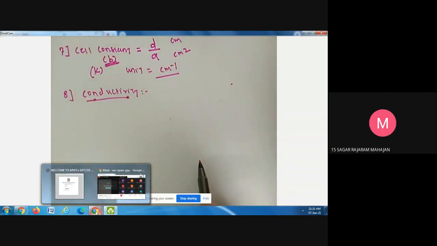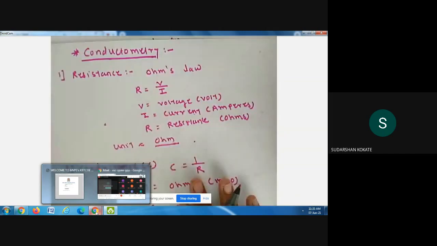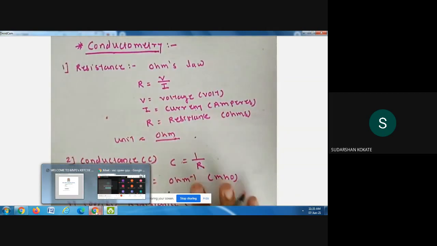Okay, sir. See, I will again repeat and then we will move to the next section. Our today's topic is your conductometry. What is conductometry? Conductometry is an electroanalytical technique, and these electroanalytical techniques can measure your electrical conductance.